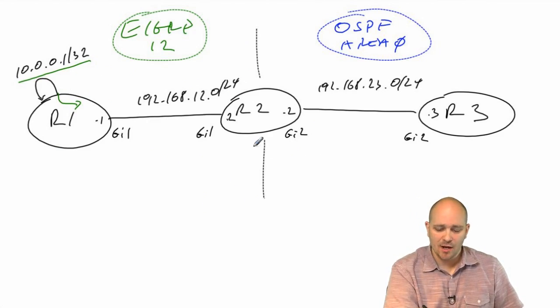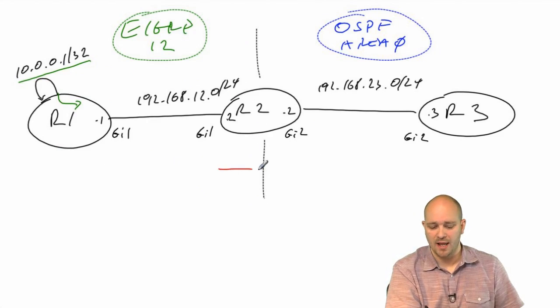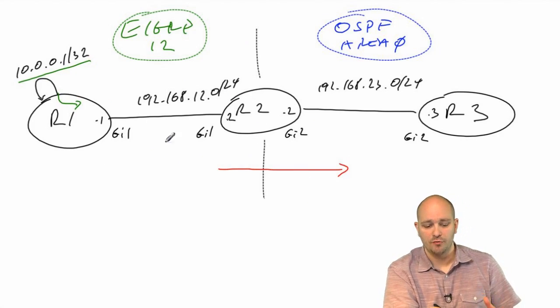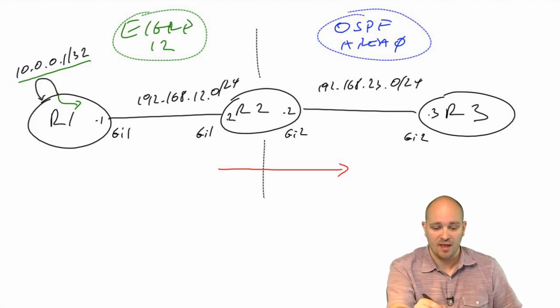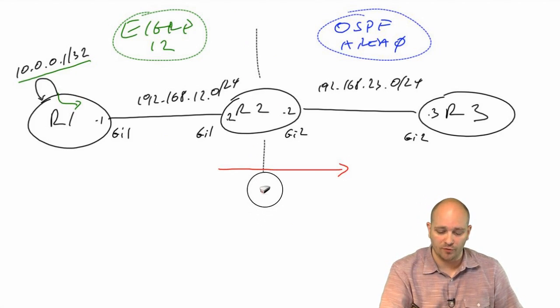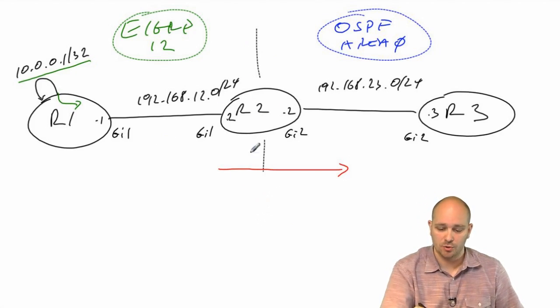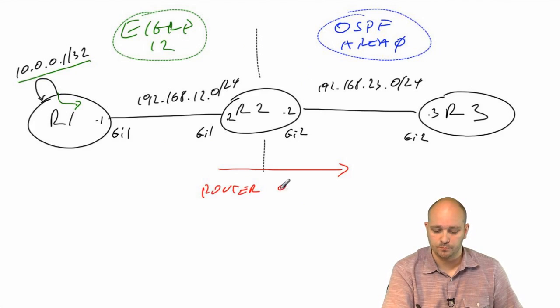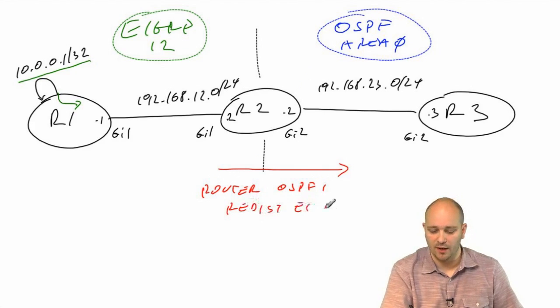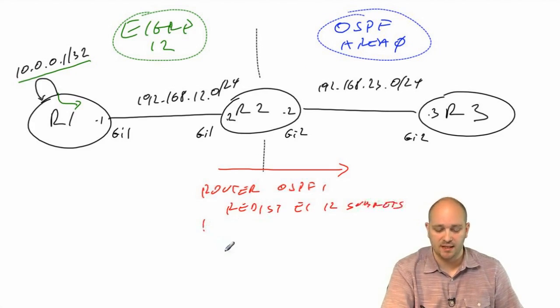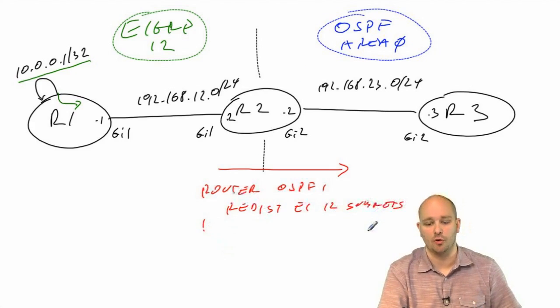statement. Let's now go ahead on R2 and configure the redistribution from EIGRP into OSPF. So very, very straightforward configuration, nothing special there. So the configuration here would be router OSPF 1, and let's say redistribute EIGRP 12 subnets. So this is the basic redistribution configuration on OSPF.